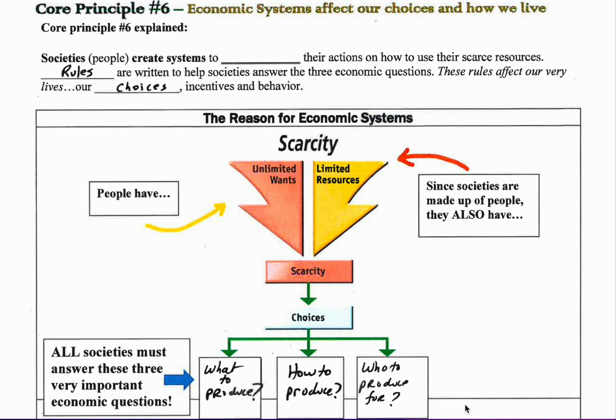Well, in the world, people have created these systems in which they exist, they live, and they create them to help them organize their actions. That's the blank up there. I don't know why I left that word off, but societies create systems to organize their actions on how to use their scarce resources, right? Core principle 1, people have to choose because there are limited resources in our world. Rules are written to help societies answer these 3 economic questions, which are going to be below. Those rules affect our very lives, our choices, incentives, and behavior.